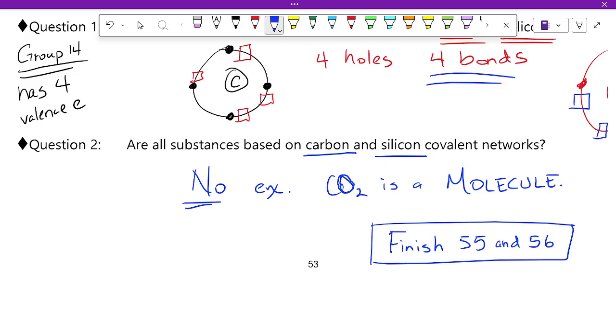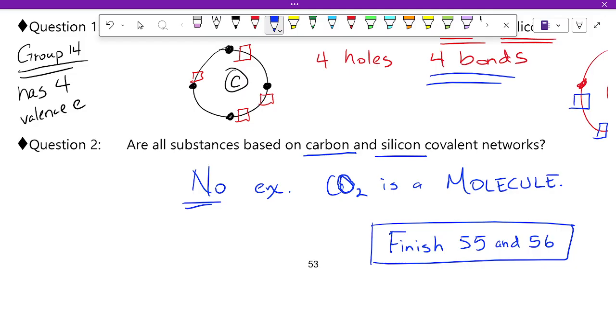Question. Do you want a quiz on covalent bonding on Monday? Do you know who's saying no? Do you know who's saying yes? The people who score well. Why would they say yes? Because it's practice.